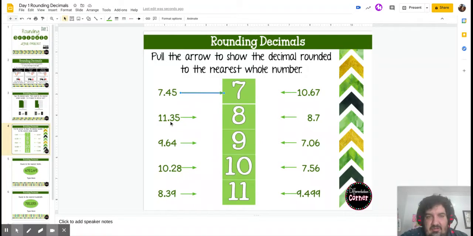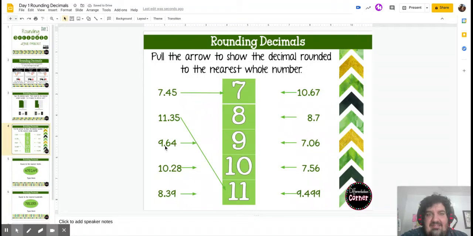Underline the 1, circle the 3. Is that 3 strong enough? No, it's not. So guess what? That 3 is going to say, 1, you need to stay the same. I ain't strong enough to help you. So guess what? This is going to round to 7. No. 11. So you click and drag. Boom. Look at that.